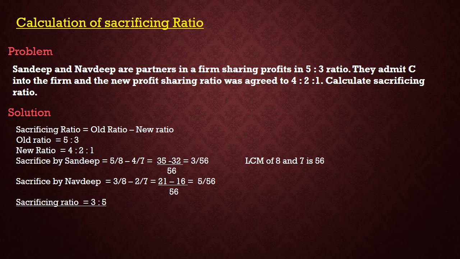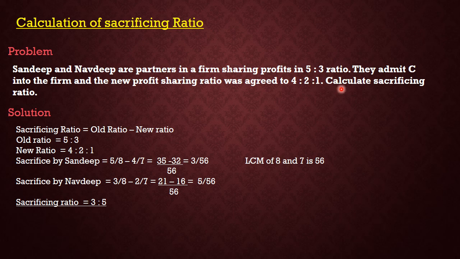Now let us learn to calculate the sacrificing ratio through a problem. Sandeep and Navdeep are partners in a firm sharing profits in 5:3 ratio. They admit C into the firm and the new profit sharing ratio was agreed to 4:2:1. Calculate sacrificing ratio.